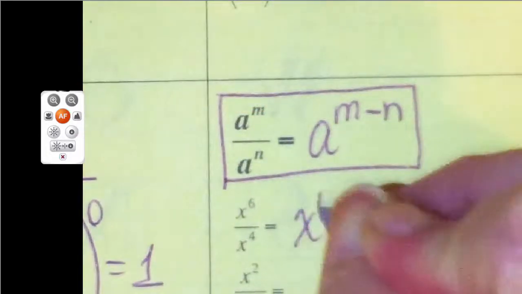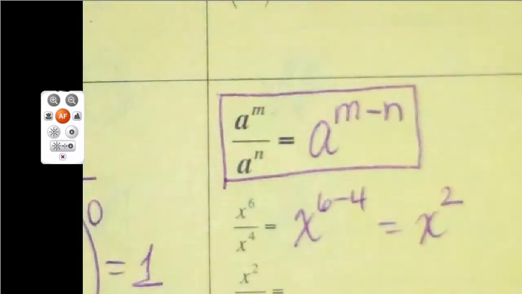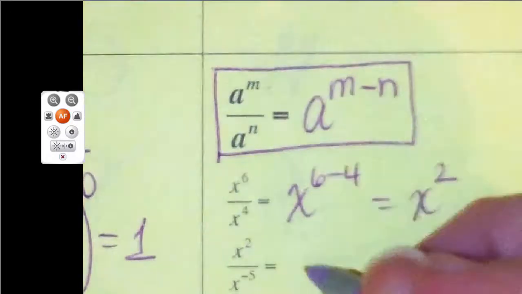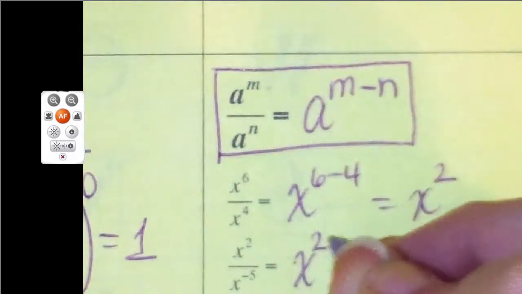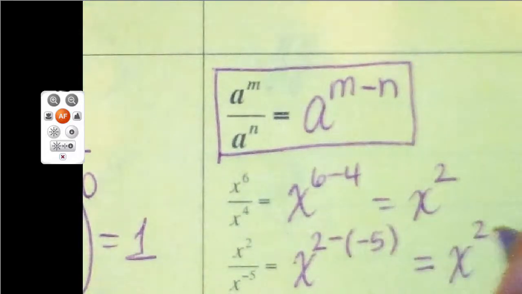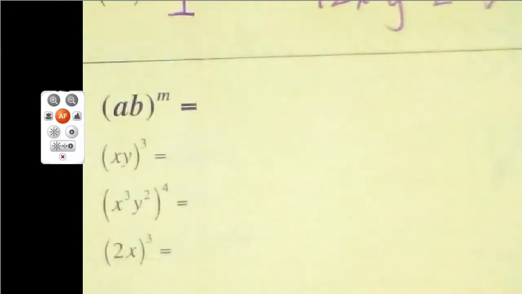So x to the 6th divided by x to the 4th is x to the 6th minus 4, or x squared. And x squared divided by x to the negative 5th is x to the 2nd minus negative 5, or x to the 2 plus 5, which is x to the 7th. This is our last rule for tonight. The final 2 rules we'll do later in our year.